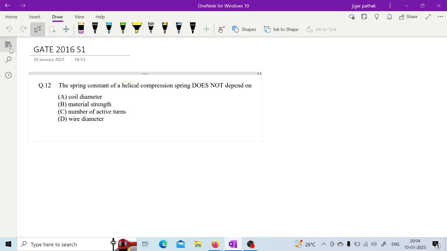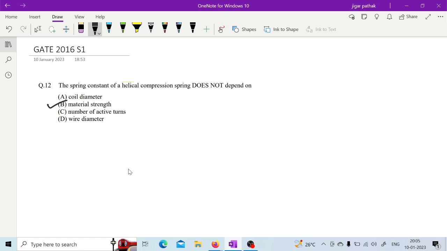The spring constant of a helical spring does not depend on. So can you tell how you are going to address this particular question? Material strength. Correct, because coil diameter, number of active turns and wire diameter are going to affect it. So material strength is the correct answer.